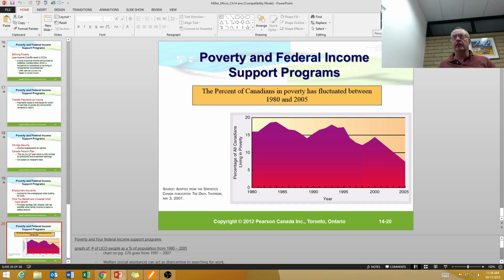Okay, so the final slide for this chapter is a graph of the declining poverty rate in Canada over the last generation. This is a chart of the percentage of people living below the low-income cutoff level, the LICO levels. And we can see there's been a long-term downward trend in Canada over the last generation.